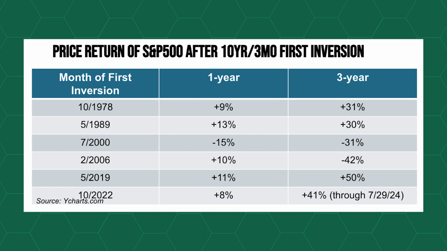Now, keep in mind, this is only 6 indicators. This is not a very good study, but it's very indicative to show you that this is not an indicator for looking at stock market performance. Because you can see the first 2, in 78 when first inverted, and 89, the stock market over the next 3 years was up 30%.